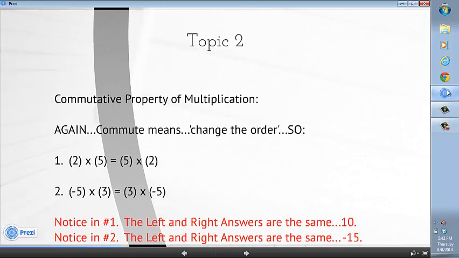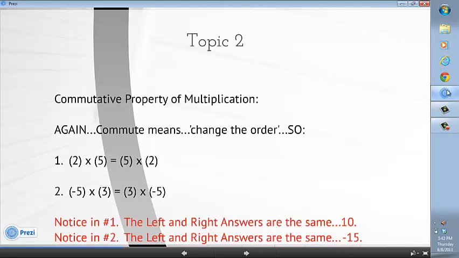There is a similar property for multiplication, and it is called the commutative property of multiplication. And again, commute means to change the order. So if you look over example 1, it's no surprise that 2 times 5 is exactly the same result as 5 times 2. And the same thing on number 2, example 2. It's no surprise that a negative 5 times 3 is exactly the same thing as 3 times negative 5.